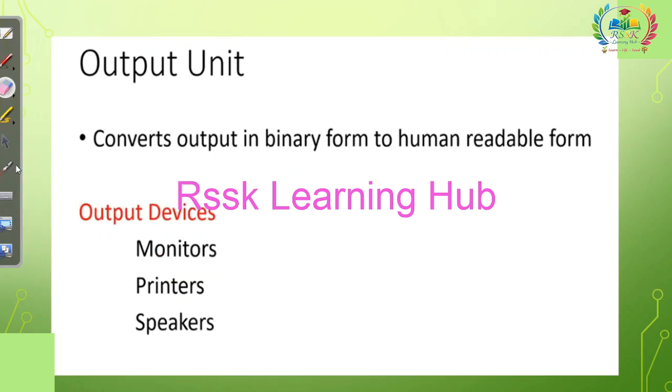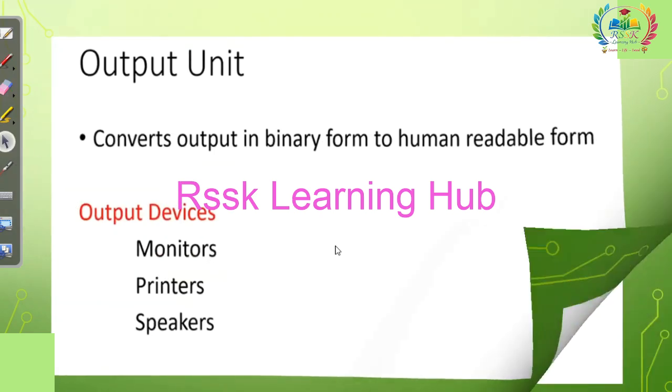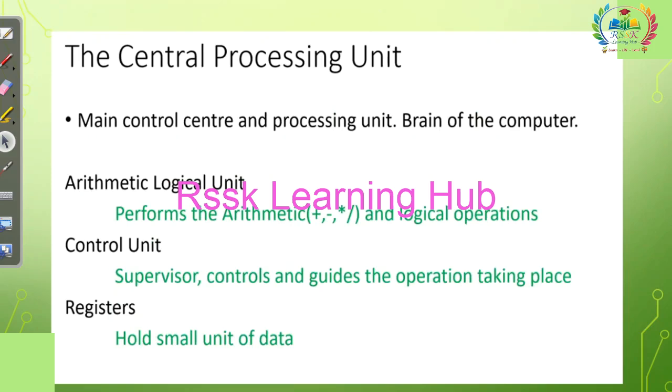Okay. Next, moving to the central processing unit, that is CPU. It is the processing unit, that is the brain of your computer. So it will have ALU. ALU is arithmetic and logical unit. Then CU. CU is your control unit, and registers.